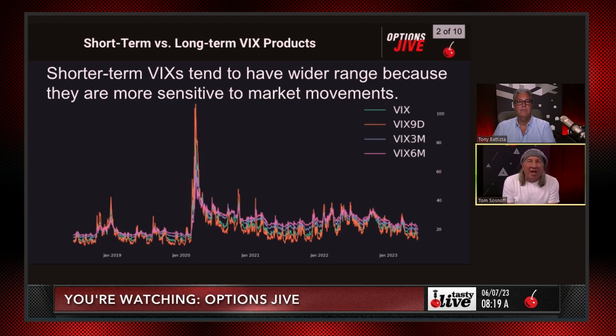So again, the VIX is 30-day, and the other ones are all described by 9 days, 3 months, and 6 months. This is a pretty hard chart to read, but you can see how the 9-day is the most volatile, because it's the orange. But other than that, everything kind of moves together. Let's go next slide.